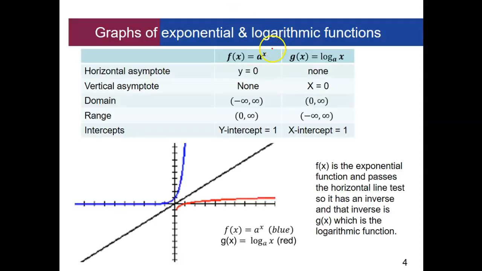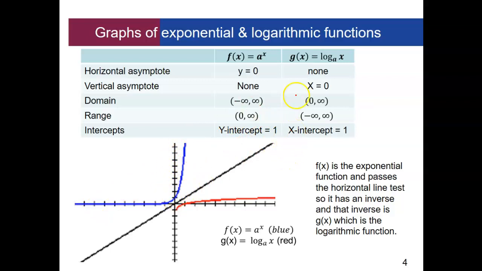So first of all, to compare an exponential and a logarithmic function, we've been talking about exponential functions. So they're of this form a to the x. They have a horizontal asymptote. That would be this blue graph. They have a horizontal asymptote at y equals 0. They have no vertical asymptote. The domain of exponential functions is all real numbers, and the range is going to be from 0 to infinity. It has a y-intercept at 1.